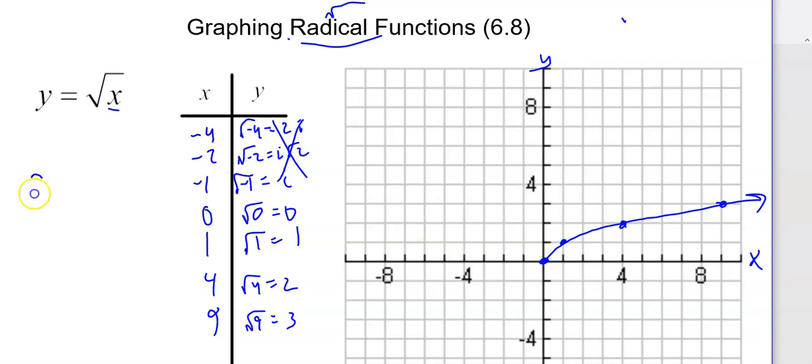So the domain for this function is x greater than or equal to 0. And the range, which are the y values, is y greater than or equal to 0. You don't have any negative numbers here at all. It starts at (0, 0), goes up and to the right. Both x and y are increasing forever. And so this is what the graph looks like. You can't plug in negatives to this function. You don't have any real answers there.